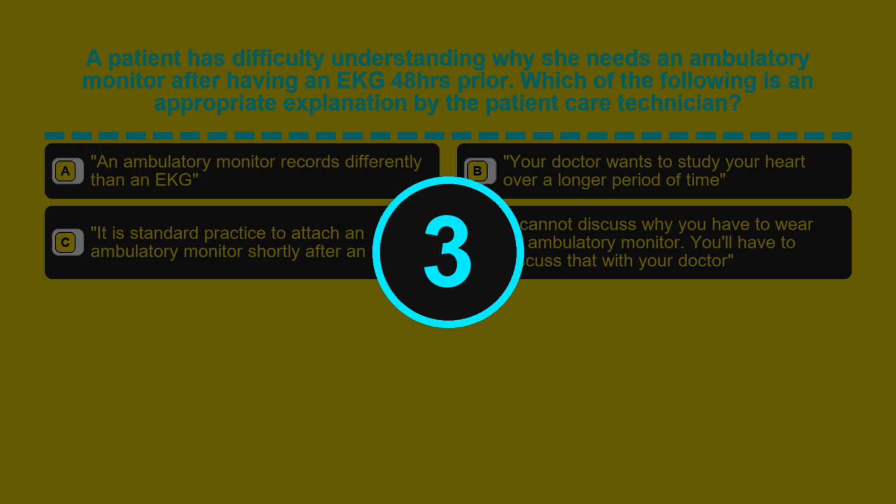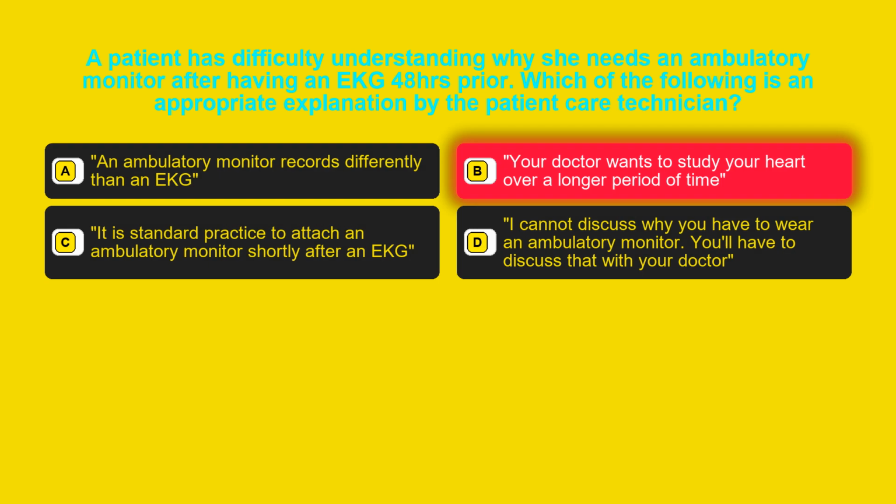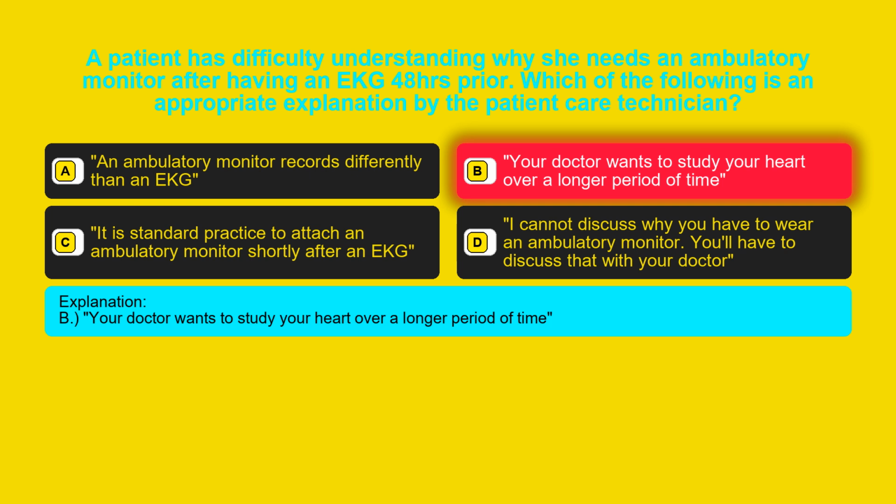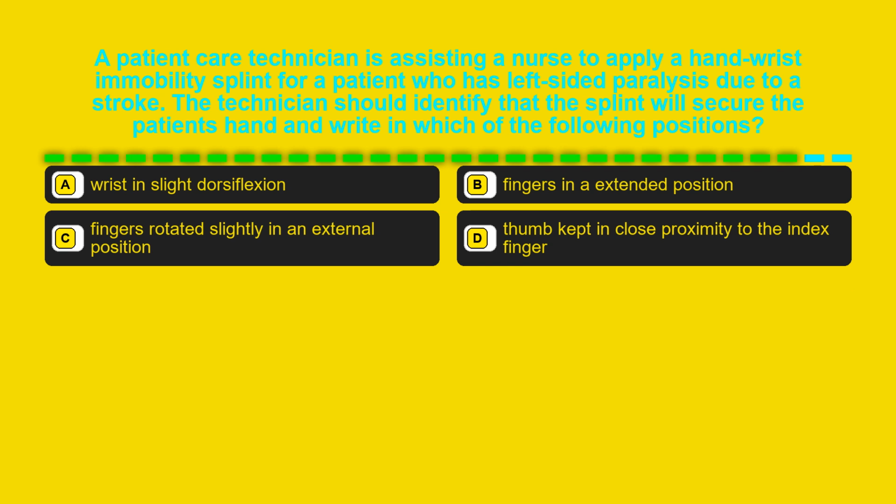The correct answer is option B, your doctor wants to study your heart over a longer period of time. Question 66. A patient care technician is assisting a nurse to apply a hand-wrist immobility splint for a patient who has left-sided paralysis due to a stroke. The technician should identify that the splint will secure the patient's hand and wrist in which of the following positions?